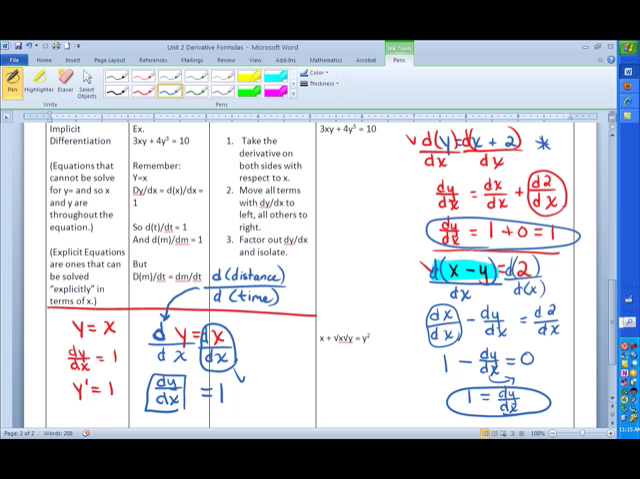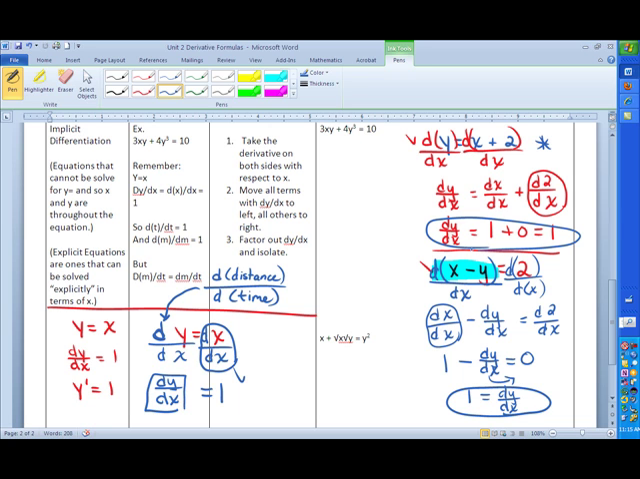So we are doing nothing different, except I just needed to revisit the idea of taking the derivative of both sides, and that we have to understand that dx dx is 1, whereas dy dx is what we're trying to find, what is that relationship. So now let's try something that's a little bit harder.